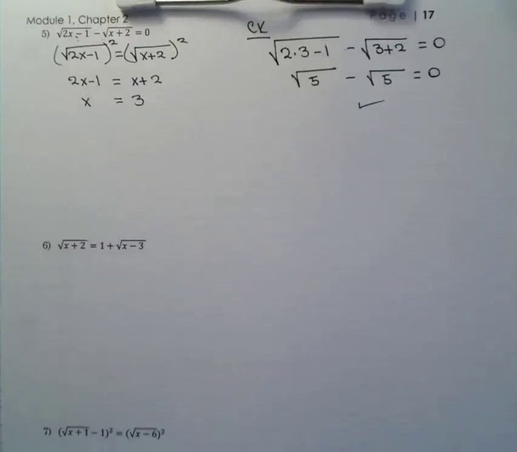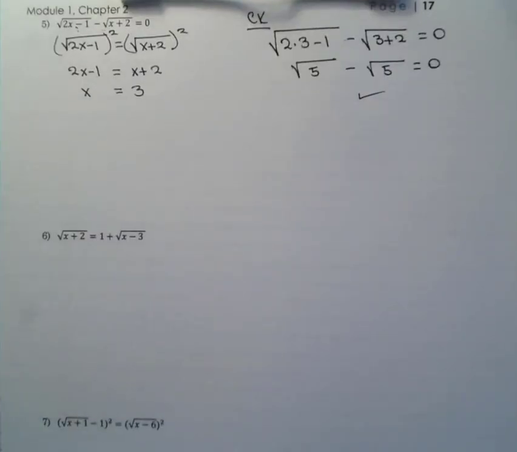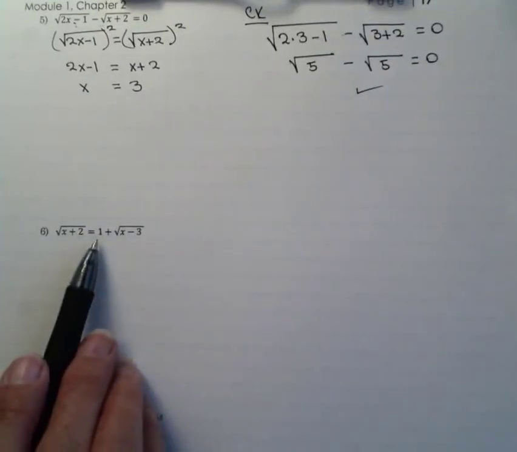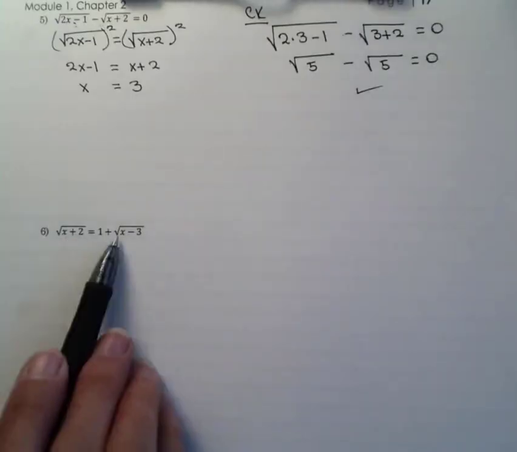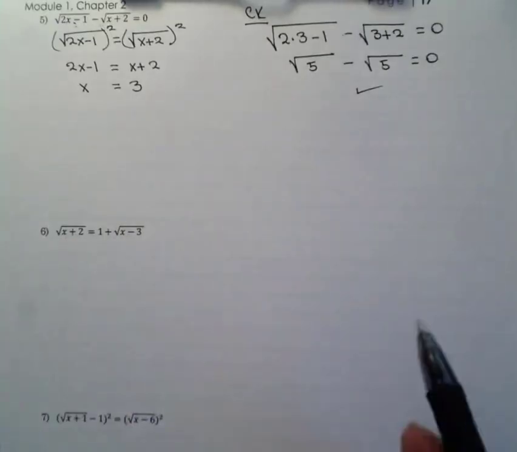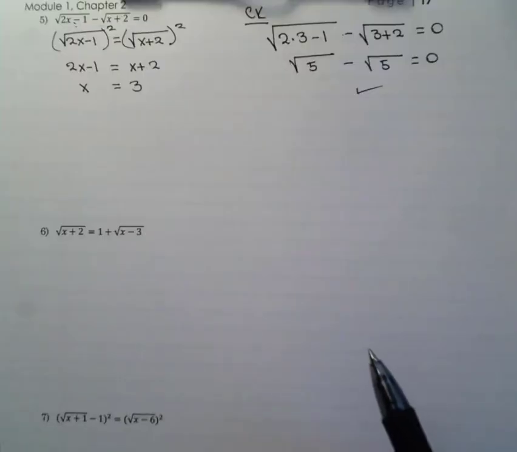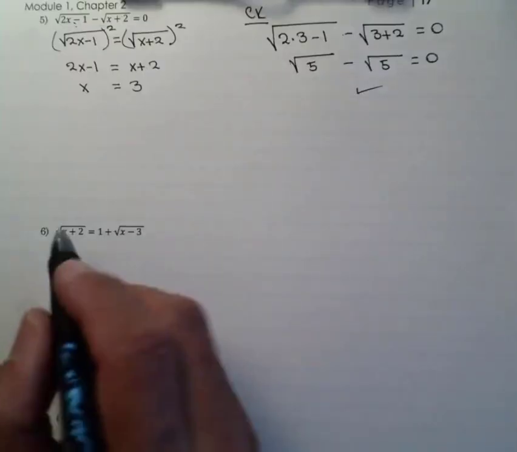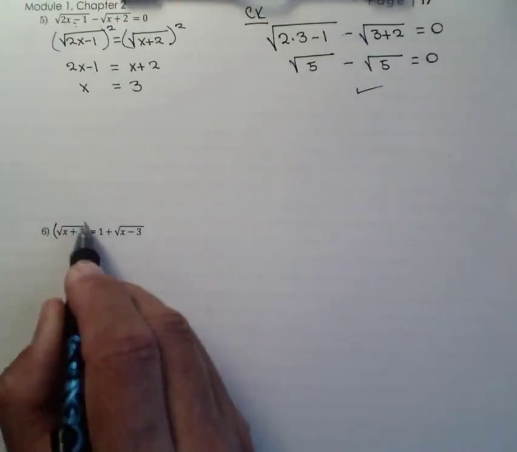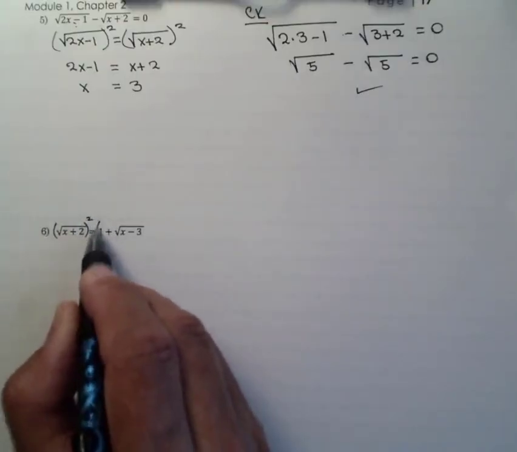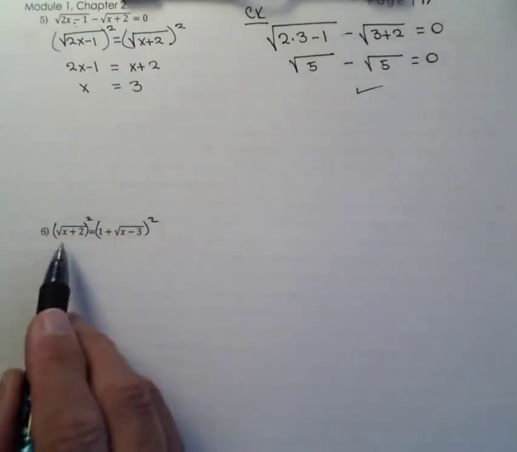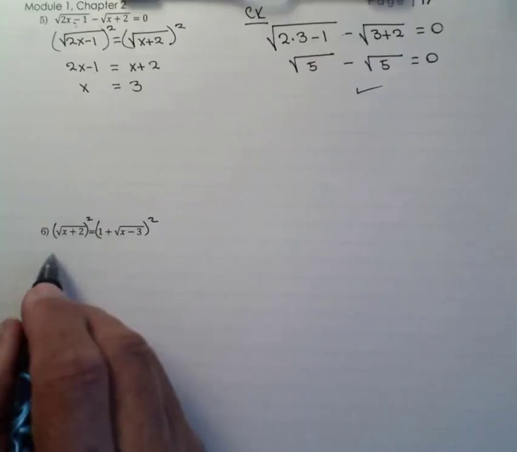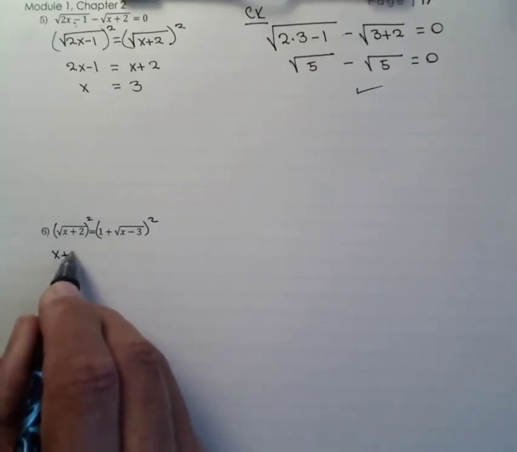But what if there's another term added to it or subtracted? This one's not as easy. I have a radical on both sides. Both of them have variables, but I've got a 1 added to it. So I can do something else that I know how to do. I can square both sides just like I know I have to, and I will get rid of this radical. It will be x plus 2.